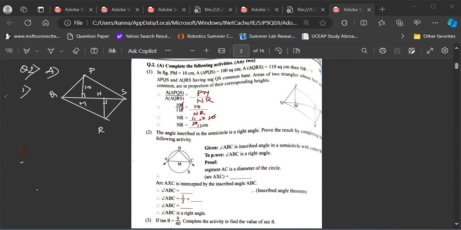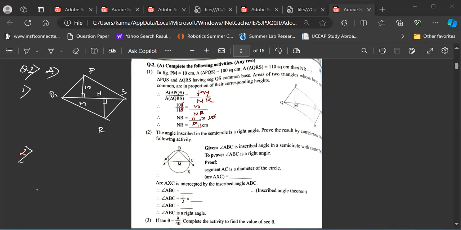You can see the second one, children. I'm not going to draw the picture for you again. The angle inscribed in a semicircle is a right angle. It's a theorem. Prove the result by completing the following activity.